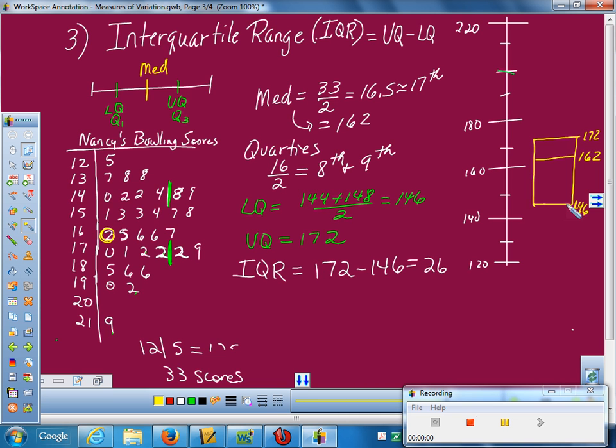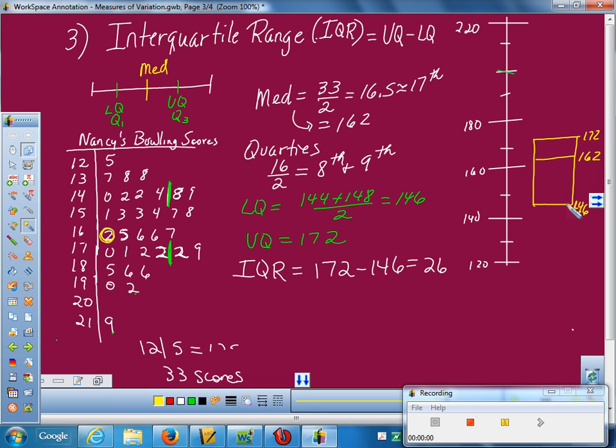So you're finding the median, yes. I'm finding the median of the median. Okay, that's the box. The interquartile range, remember we just subtracted 172 minus 146? The interquartile range is telling you how long the box is. The box is 26 units long.